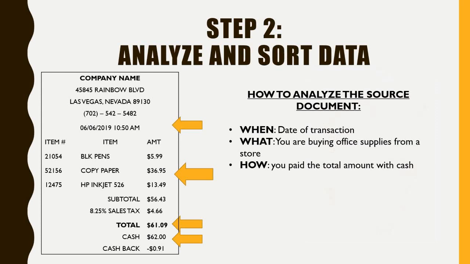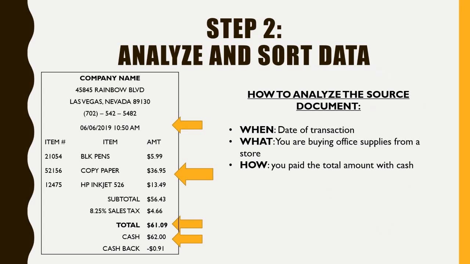Then we're going to answer the 4 questions when we analyze the source document. So we're going to analyze it and sort the data. In step 2, as you can see on a receipt, it should answer these questions: when did it happen, what happened, and how did it happen? All right? There's no need for why, because it's kind of self-explanatory.